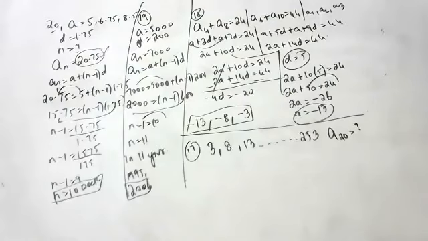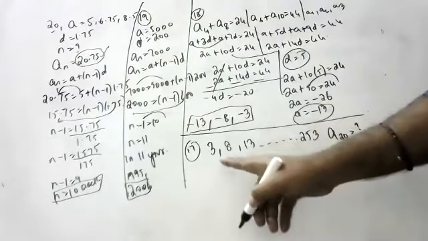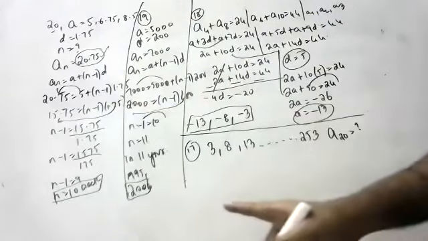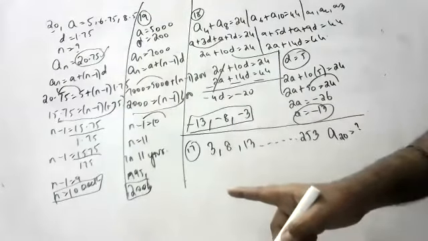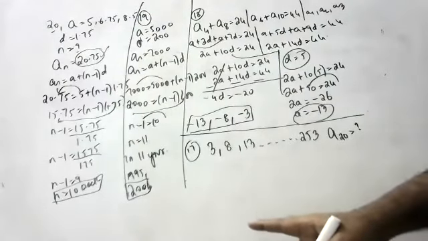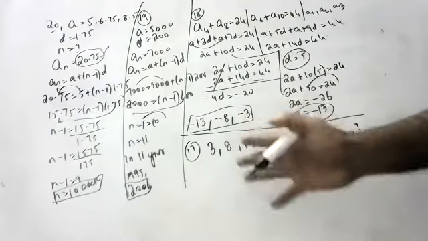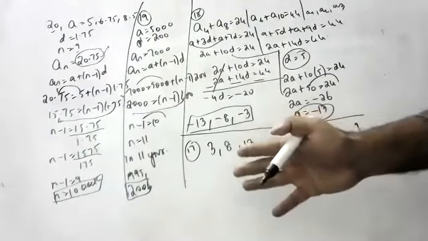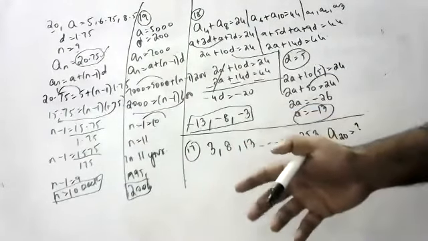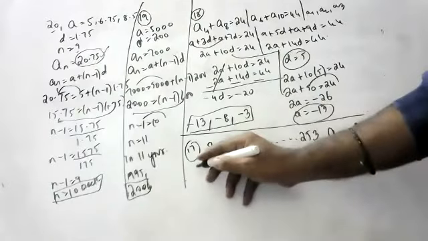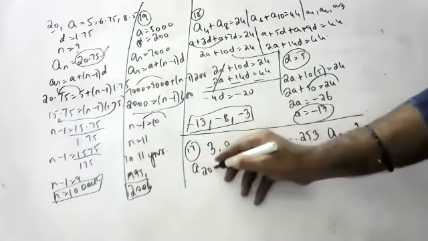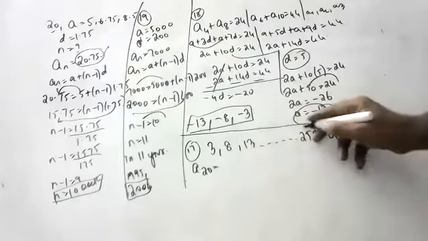Who will have the sum? Any other student? Yeah, Saiti, tell. Sir, 253 will become A. A20 from last means 253 will become A.